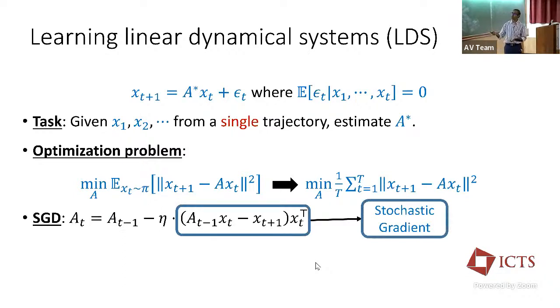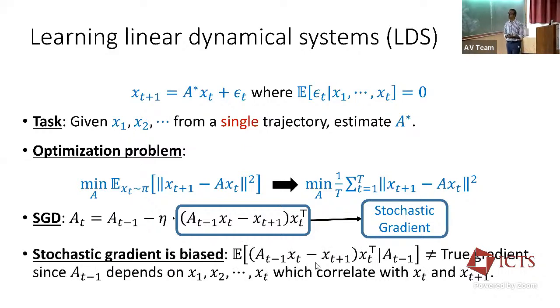The stochastic gradient descent will look something like this. That is, your matrix A_t is given by A_{t-1} minus some step size times the gradient. So the gradient has this loss term (A x_t minus x_{t+1}) times this vector x_t transpose. And one thing which is fairly easy to see, we don't need to run through those calculations here, but given A_{t-1}, this gradient is not equal to the true gradient that you want. So basically SGD has bias in some sense. The whole thing comes because your A_{t-1} is dependent on x_1 to x_t, and because x_t and x_{t+1} are correlated with each other, you have this sort of dependency.